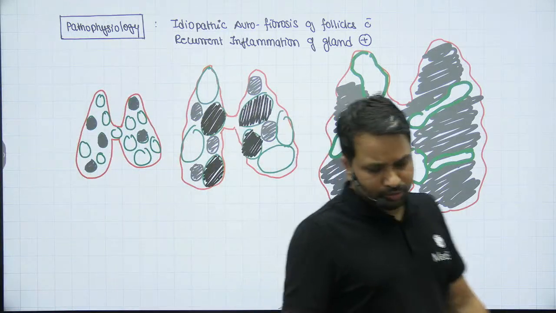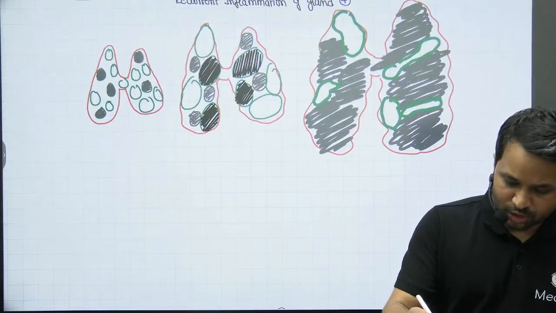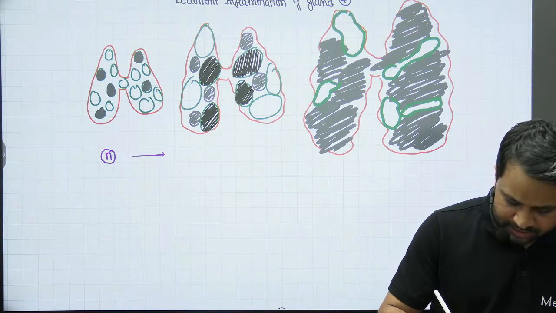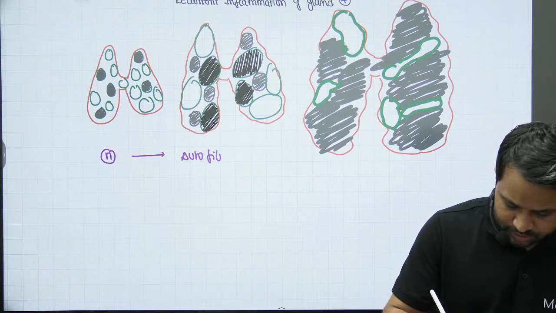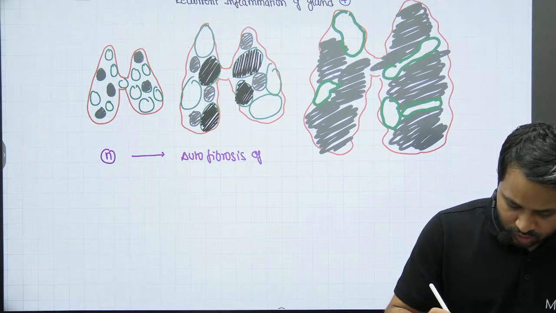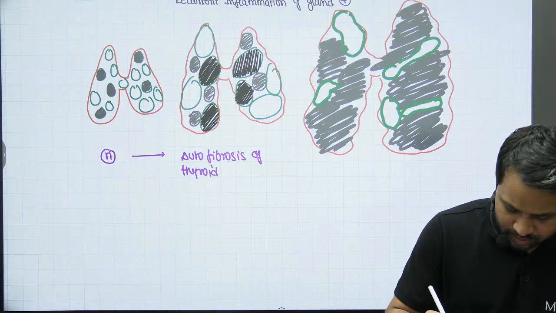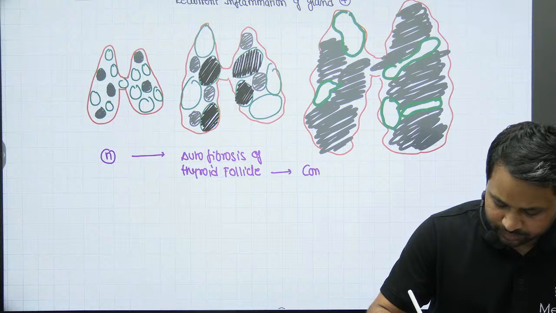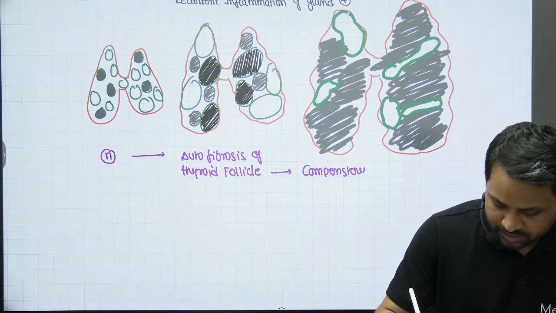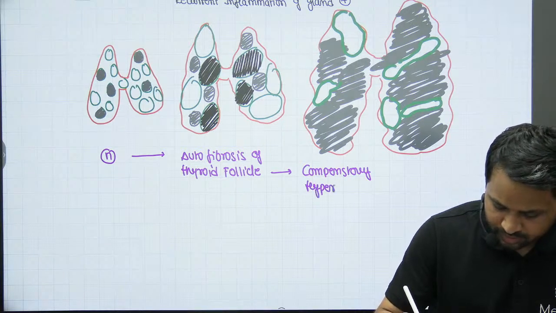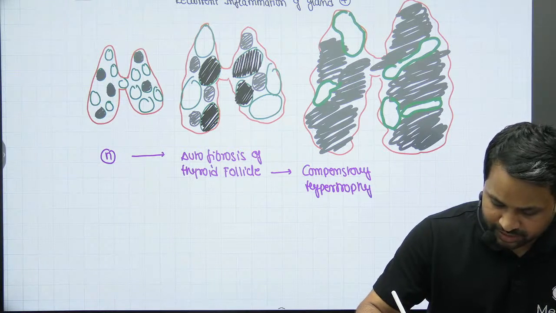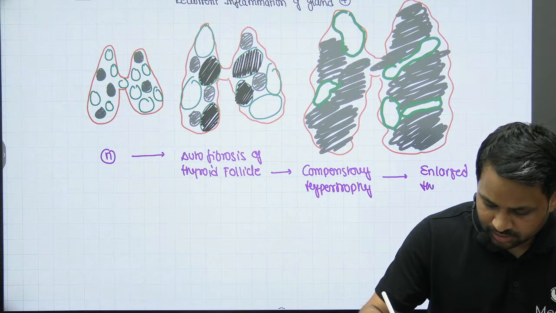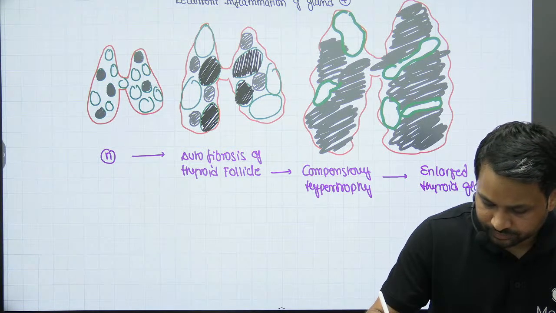Now, if you have understood the whole process, what has happened? You see there is auto-fibrosis of the thyroid follicle. Because of auto-fibrosis of the thyroid follicle, there is compensatory hypertrophy. Because of compensatory hypertrophy, there is an enlarged thyroid gland. This we have understood.